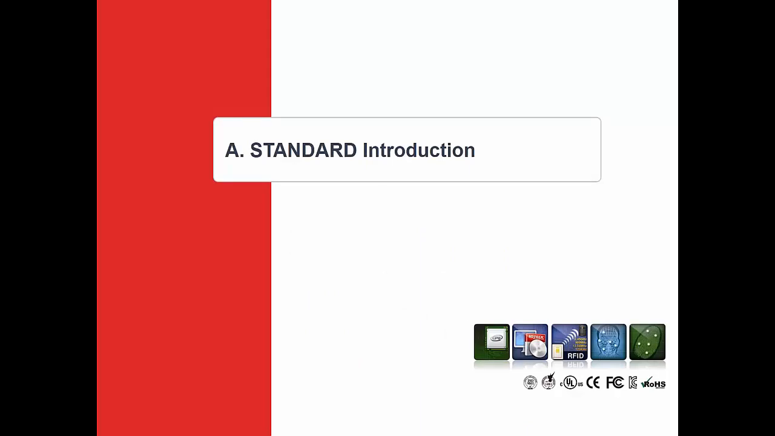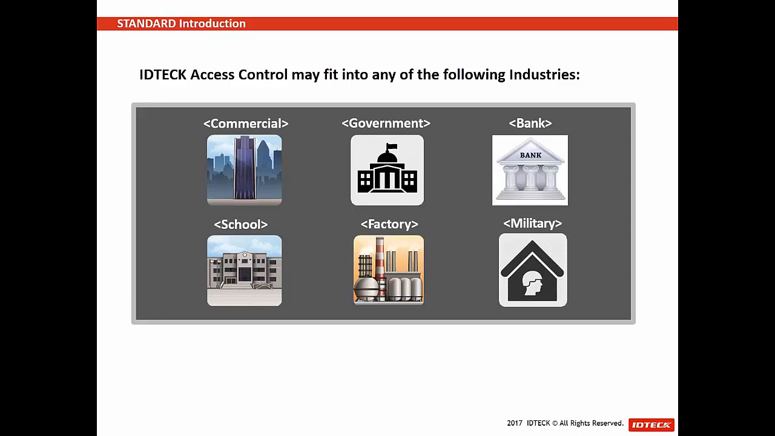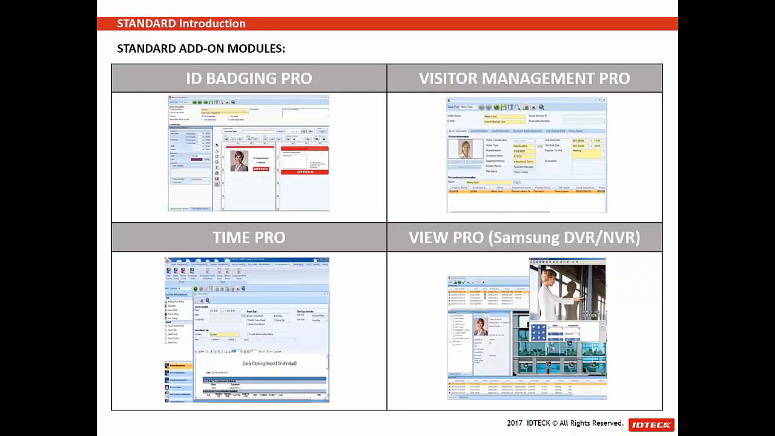I believe some of you are already familiar with our IDTECK software. Our IDTECK Standard Software is perfectly suitable for small to medium-sized projects such as commercial, government, bank, school, factory, and military. But it is also scalable for even larger projects. As you can see on the screen, IDTECK Access Control System may fit into any of the following industries.